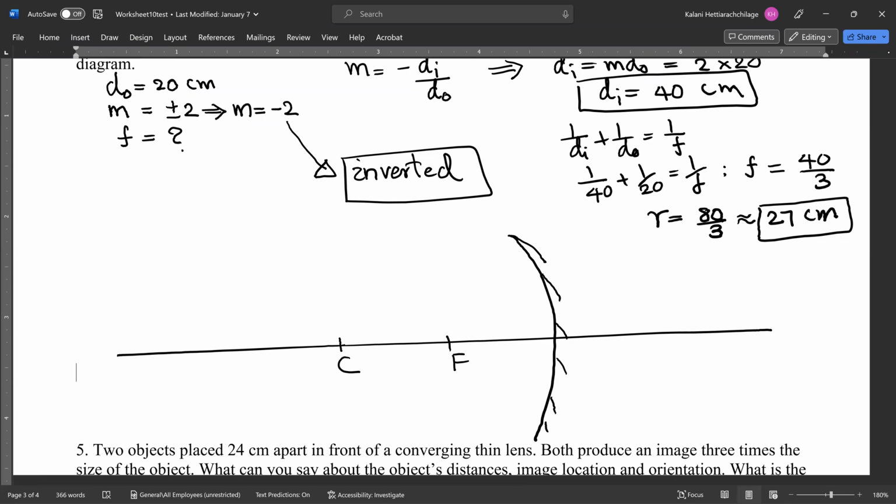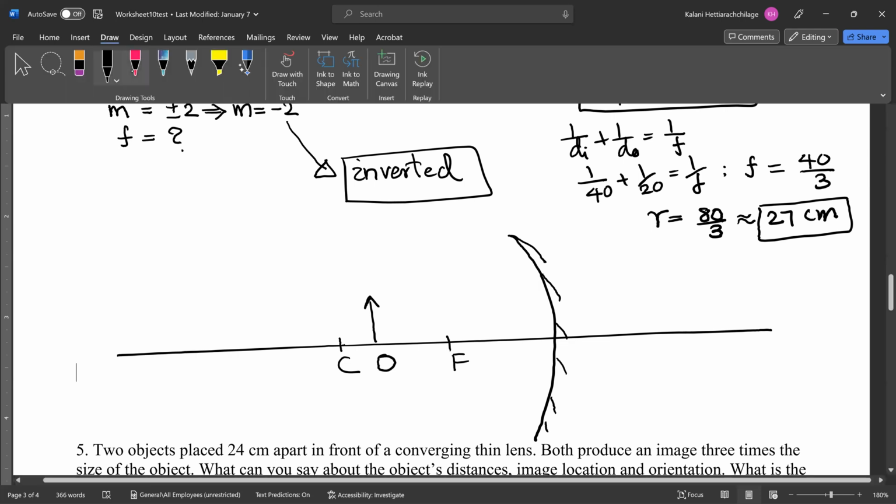20 means it's basically a little away from your focal point. That means 20 will be somewhere here, right? So that is the object. Now you're going to draw two rays, whichever two rays you like.